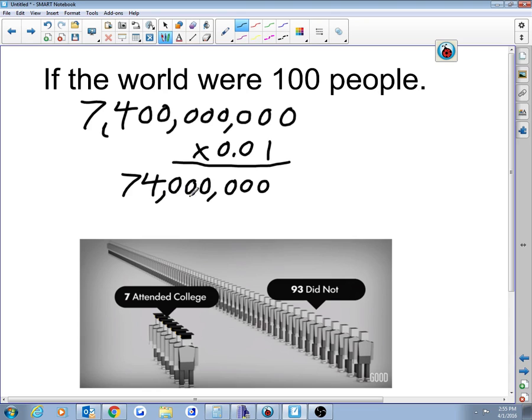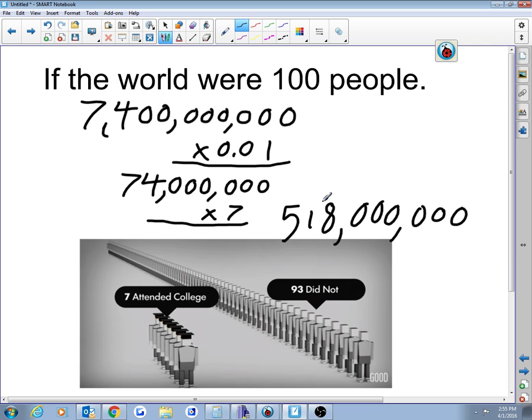So we take this 1%, and we can find any other percent very easily since we have 1%. So if you want to know how many people actually attend college, 74 million times 7, and that gives us 518 million do attend college. That's how many people go to college each year or in their lifetime in the world.